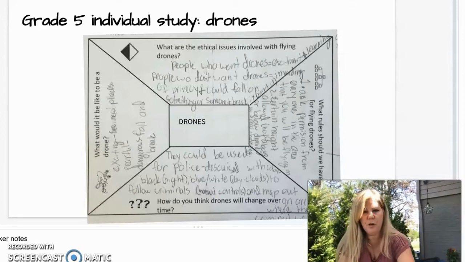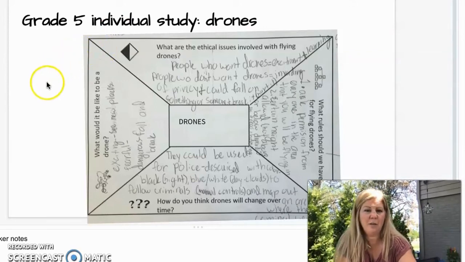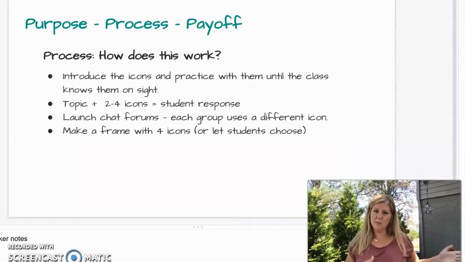So after what was probably an informational nonfiction passage read in an ELA class, or maybe it was a science class, this teacher asked the students, what are some ethical issues involved with flying drones? I would imagine that would evoke a lot of interesting dialogue about airspace, who governs that airspace, and how does that work legally.